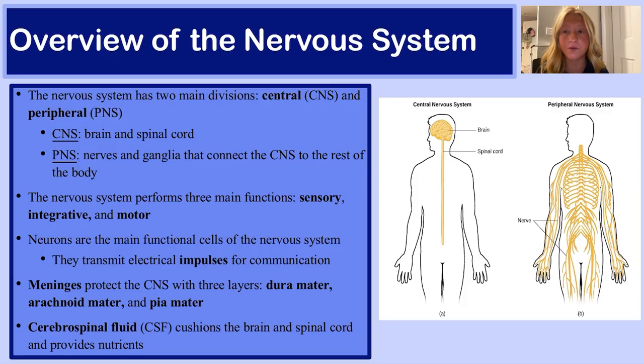And the nervous system has three important functions. It's sensory, integrative, and motor. So the sensory receptors gather information, the CNS interprets it, and then motor pathways cause a physical response. And then the meninges, these are layers of protective membranes surrounding the brain and the spinal cord, and they include the dura mater, arachnoid mater, and pia mater. And then also the CSF, or the cerebral spinal fluid, acts as a cushion that absorbs shock and provides nutrients.